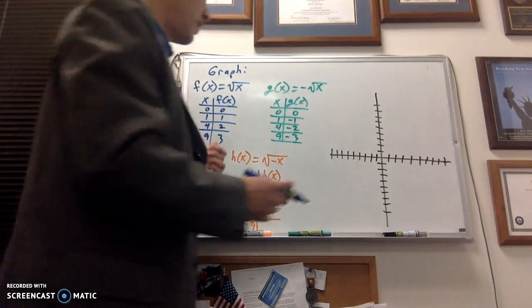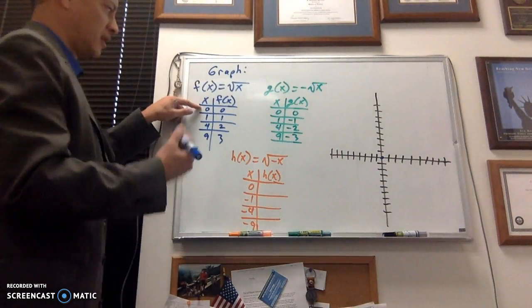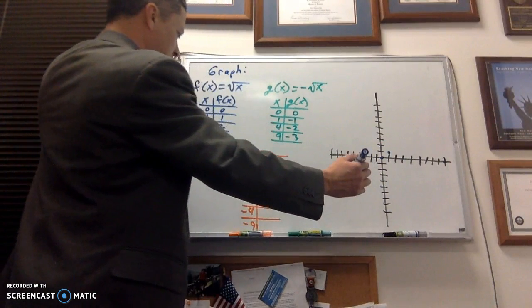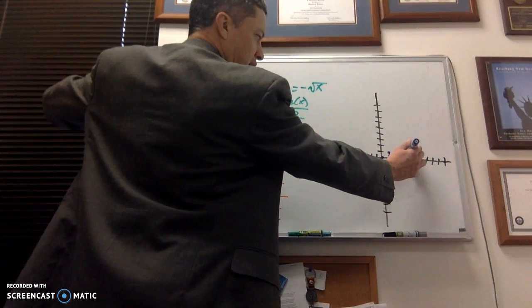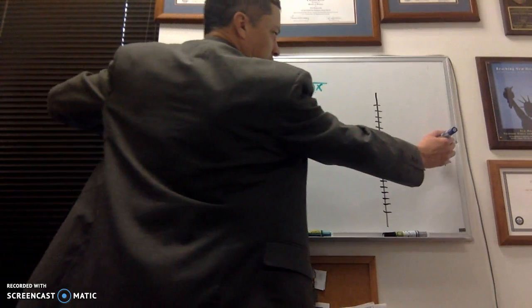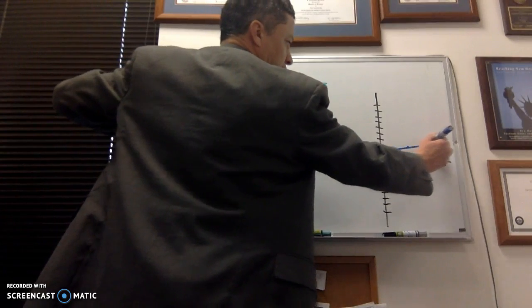So, graphing these guys, if x is 0, y is 0, or f of x is 0. If x is 1, my f of x is 1. If x is 4, f of x is 2. And if x is 9, f of x is 3. So we see our graph right there.